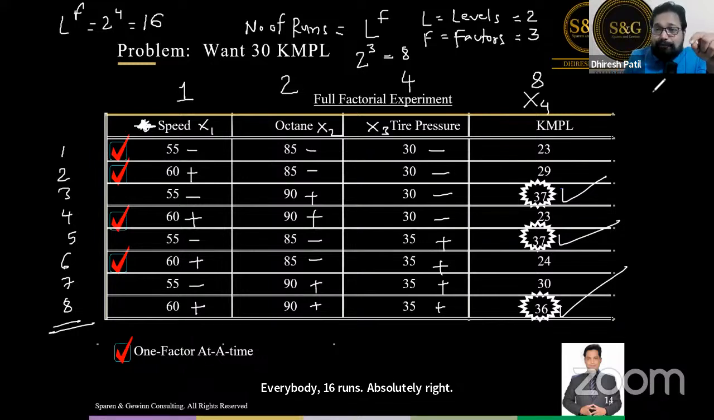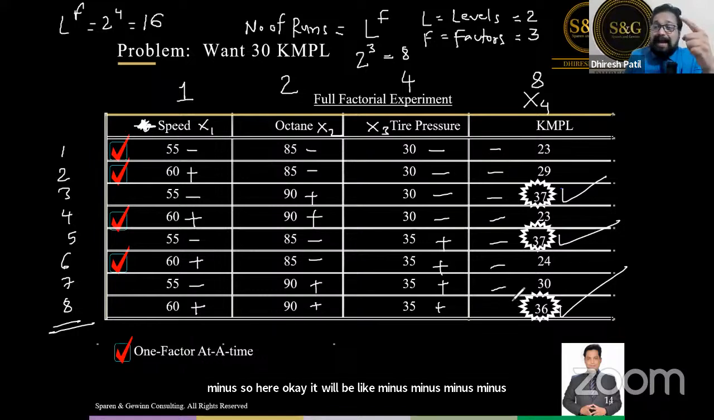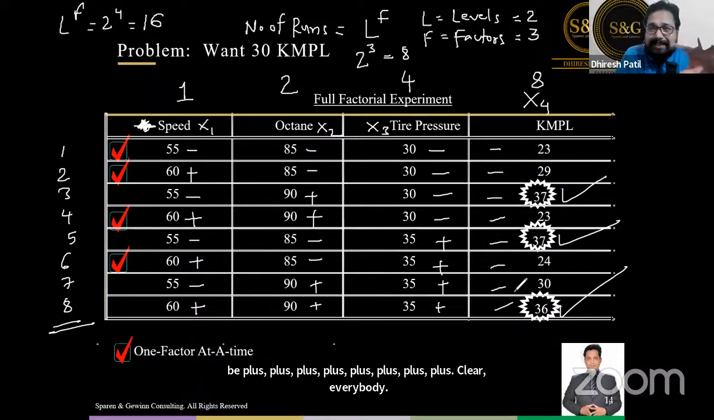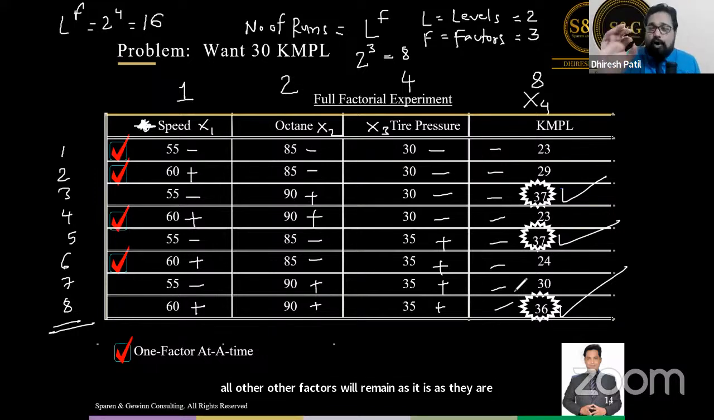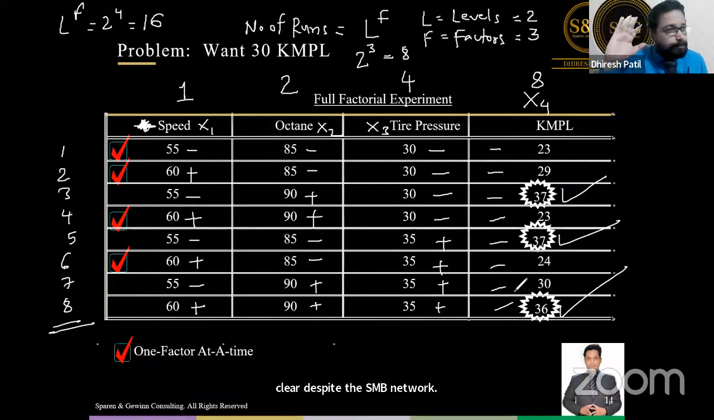And there the fourth factor will be minus minus minus minus minus minus minus minus, and the remaining 8 will be plus plus plus plus plus plus plus plus. Clear, everybody? All other factors will remain as they are. Clear? Just type yes in the chat box. This is called full factorial experiment. Super clear, everybody. Just type yes in the chat box.